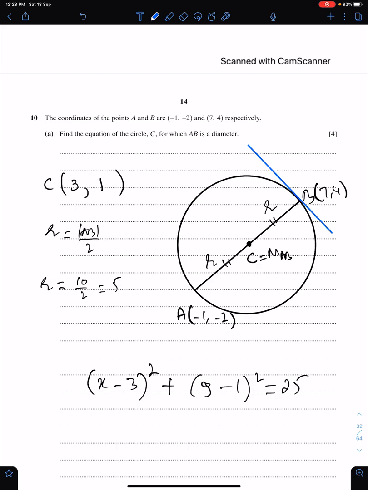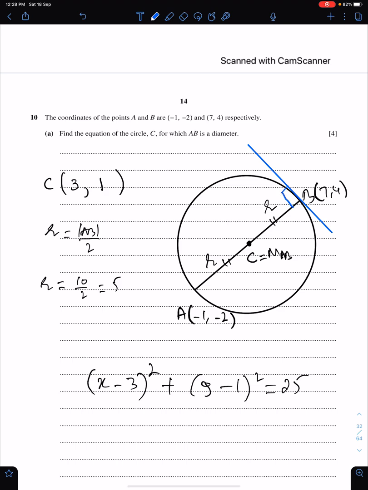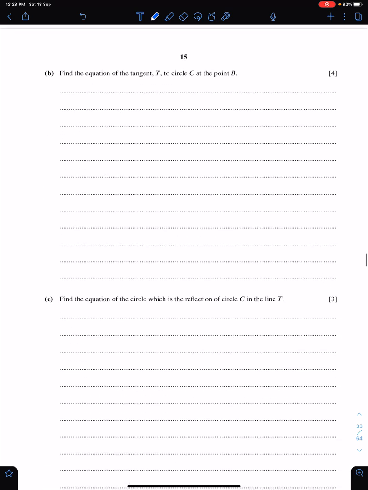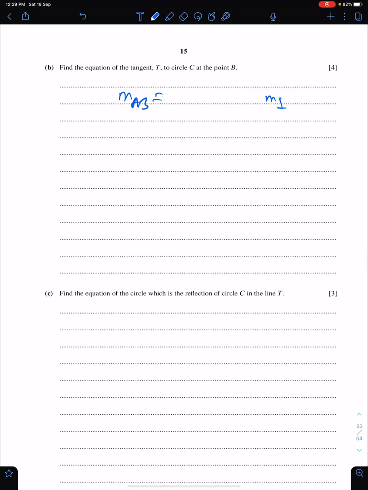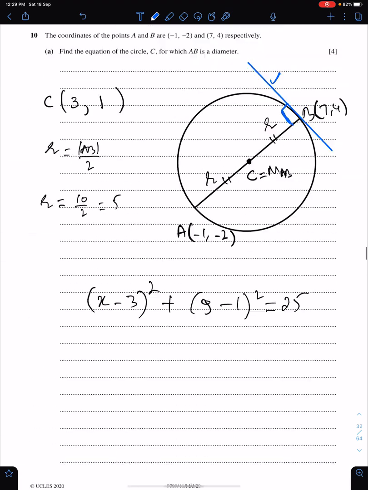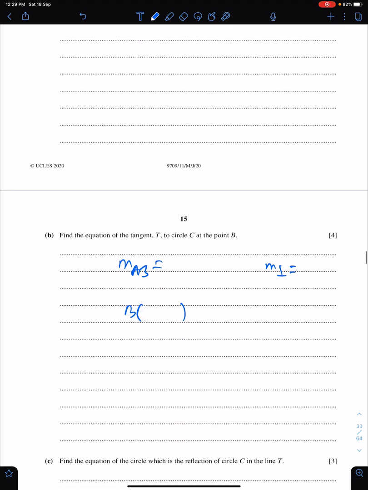This is so simple. We just need to get the gradient of AB first to get the gradient of tangent. So, gradient of AB. With the help of this gradient, we can get the gradient of tangent, because tangent is always perpendicular to radius. And we have the coordinates of B, so we can easily get the equation of this tangent.